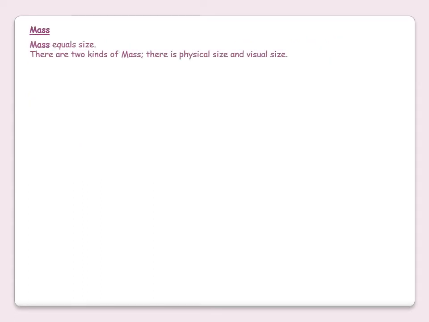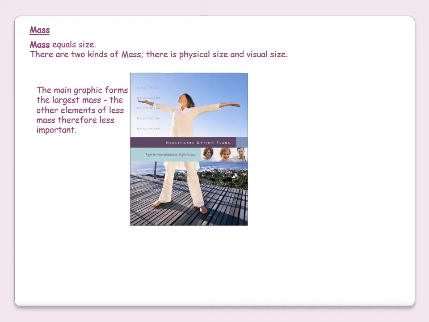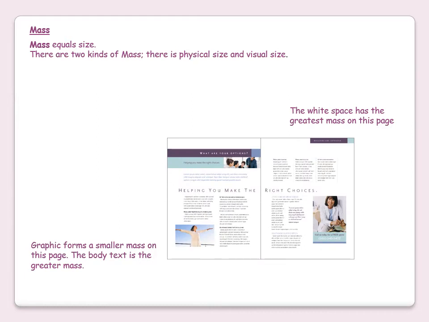Mass. Mass equals size. There are two kinds of mass. There is physical size and visual size. The main graphic here forms the largest mass. The other elements of less mass are therefore less important. White space has the greatest mass on this page. Graphic forms a smaller mass on the page. The body text is the greater mass.